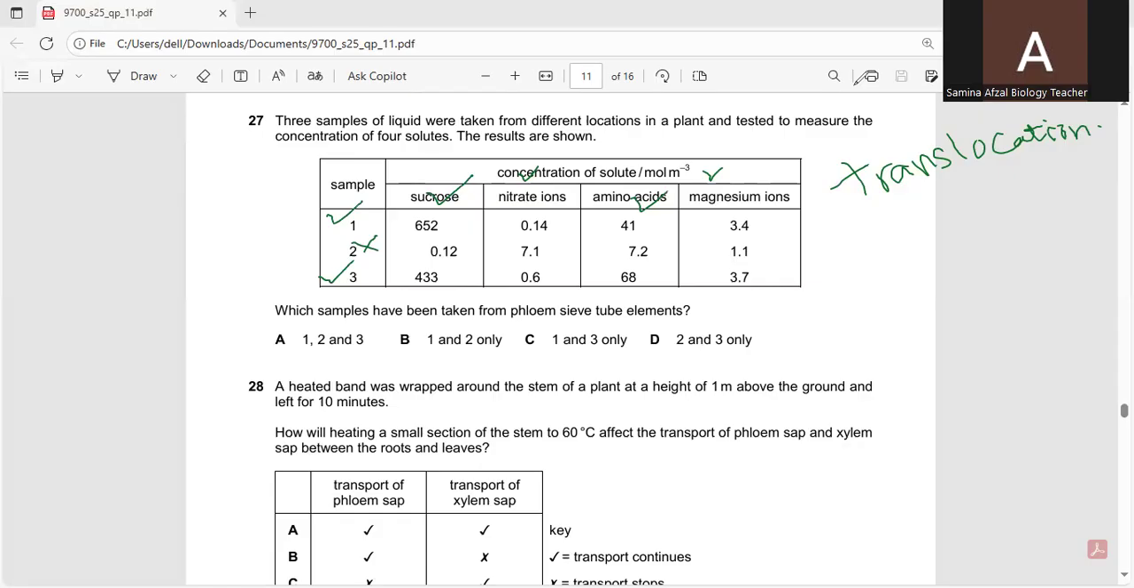phloem sieve tube elements. So according to this, samples number 1 and 3 have been taken from phloem sieve tube elements. So C is the correct statement. A, B, and D are not the correct options. So C is the correct answer.